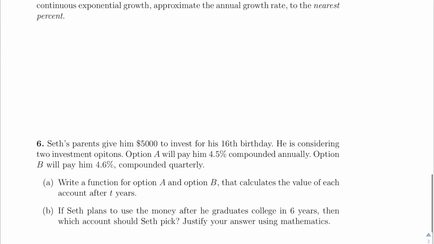A house purchased 5 years ago for $100,000 was just sold for $135,000. Assuming continuous exponential growth, approximate the annual growth rate to the nearest percent. All right, so this one's very similar to one we did in class, so you guys can figure it out.